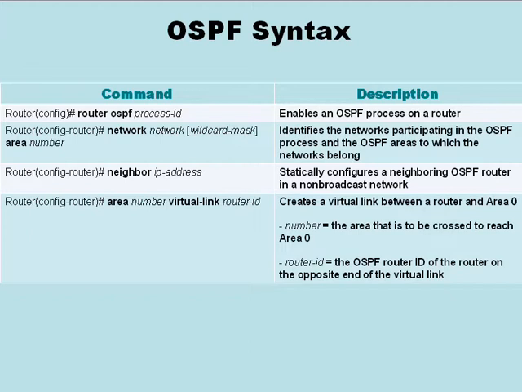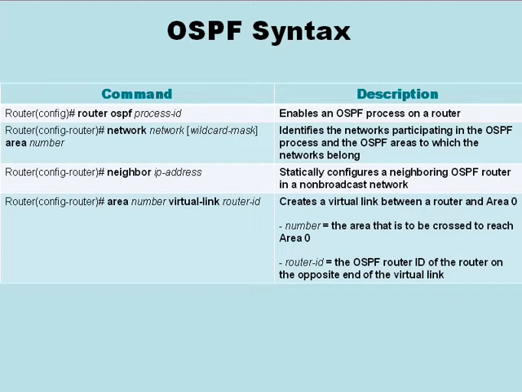For example, from the perspective of R1 based on the topology we just saw, we would say neighbor 172.16.1.2 to point router R1 to the backbone router BB1. That's BB1's serial 0/0 interface. Once we did that, then BB1 and R1 could establish an OSPF adjacency between themselves.